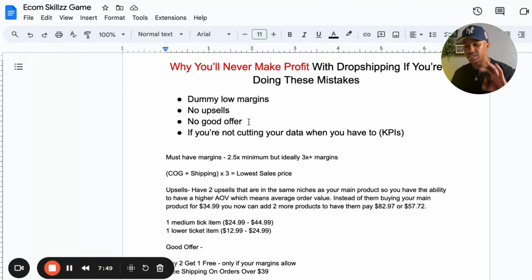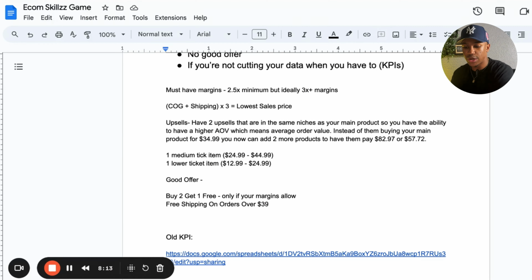So the next one, this is the third mistake a lot of people make, if they don't have a good offer. So a good offer is like buy two, get one free, or free shipping on orders over $39. So instead of them paying for shipping, you can have, okay, if you buy two of these, that will put your order over $40. So now you get free shipping. So those are great offers.